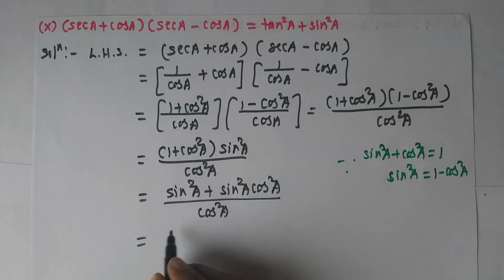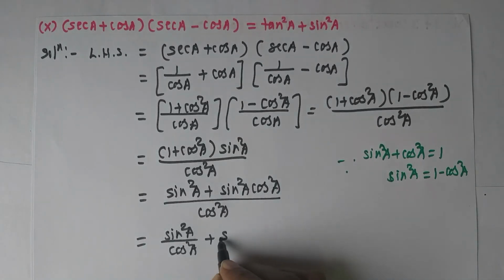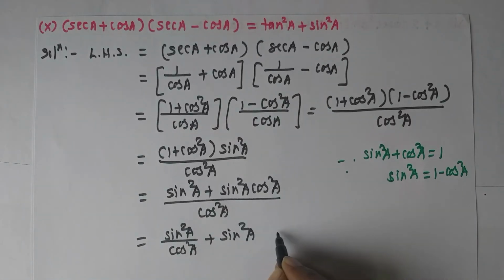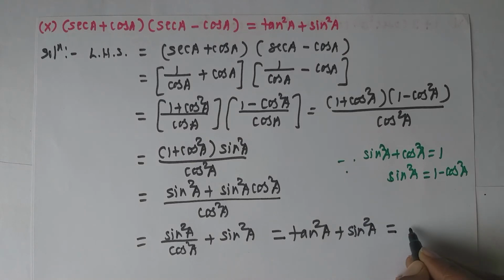Now you divide separately by cos square a. This is sin square a divided by cos square a, and if I divide this by cos square a, then cos square a will get cancelled and here remains only sin square a. And after simplification this will be sin square a divided by cos square a, means tan square a, and keep this sin square a as it is, and this is equal to your right hand side. In this way we have proved the given identity.